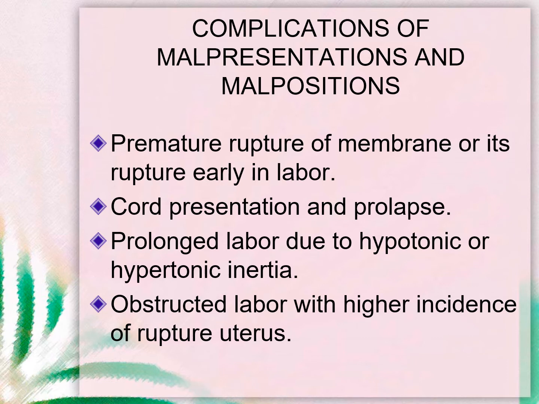But if the presenting part is not a well fitted presentation, there is a chance for escape of the umbilical cord through the sides of this presenting part, and that may lead to cord presentation or cord prolapse. Next one is prolonged labor due to hypotonic or hypertonic inertia. There is a chance for prolongation of the labor.